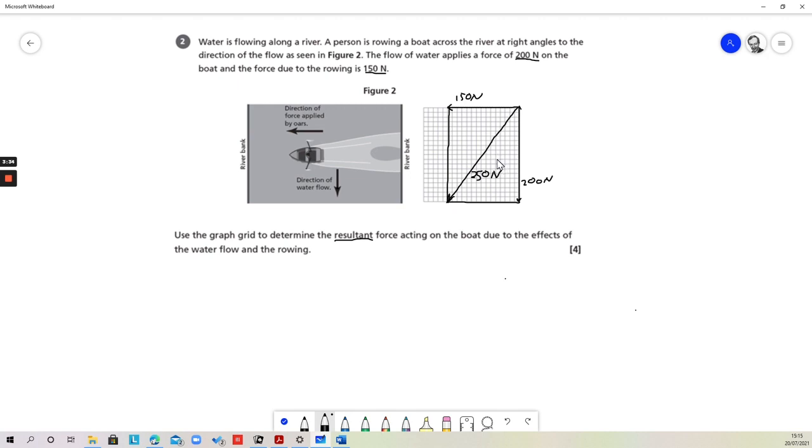It's also important to look at this and say, is that a realistic answer? Well, that side of the rectangle is 200 newtons long. This side is 150 newtons long. So is it plausible that that's 250? Yes, it is, because the diagonal is obviously going to be rather greater, but not hugely greater than that size there. So 250 newtons is a very plausible response. So that's the size of the resultant force.